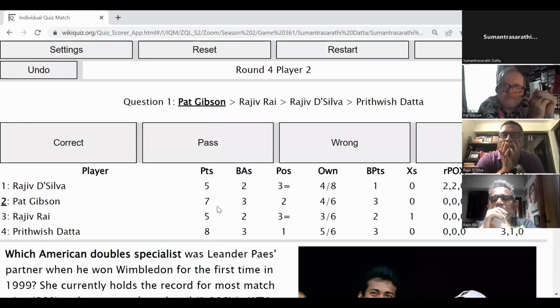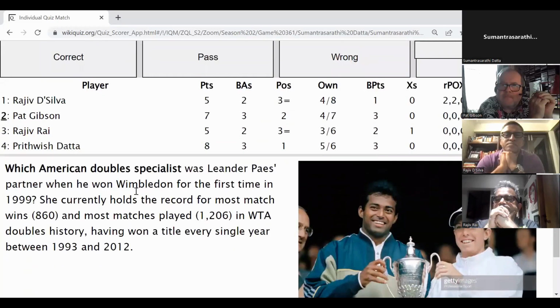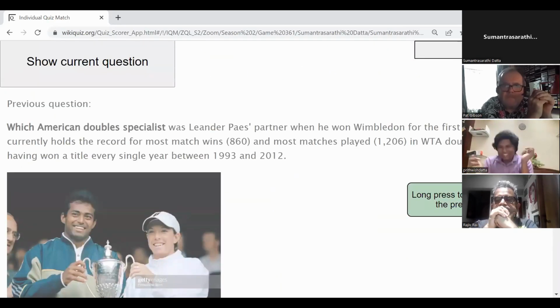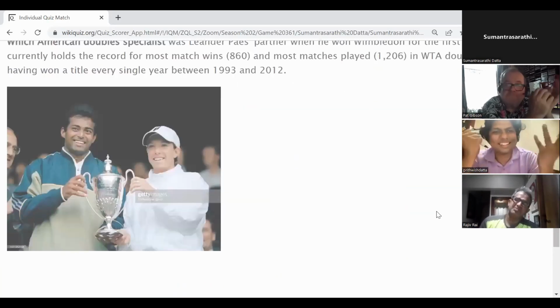Smith. Not Smith. Old favorite. Rajiv Rai, pass. Rajiv De Silva, pass. And Prithwish. Cara Black is incorrect. This is the American Lisa Raymond.